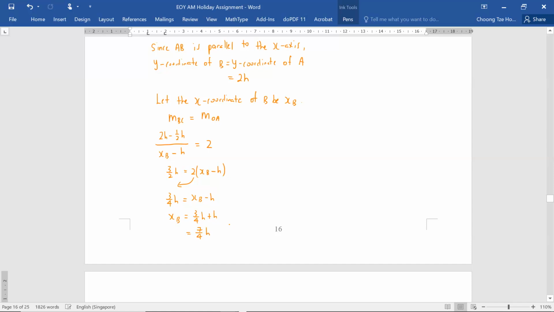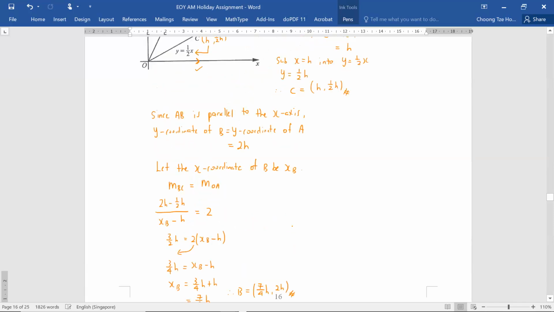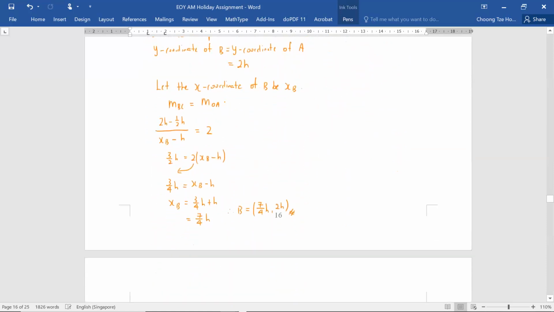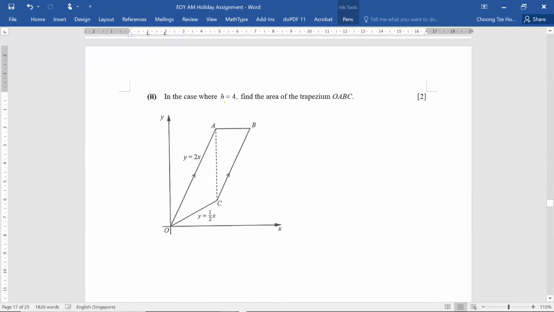Okay, so we know the coordinates of B already. B will be equals to 7 over 4h and then 2h, right? So we have found the coordinates of B. Okay, so let's move on to part 2 of the question. In the case where h equals to 4, find the area of the trapezium.